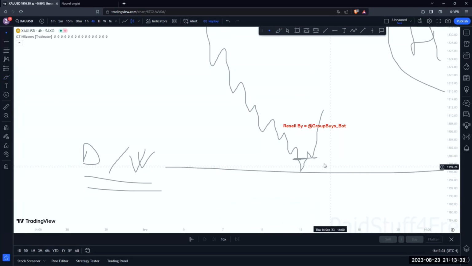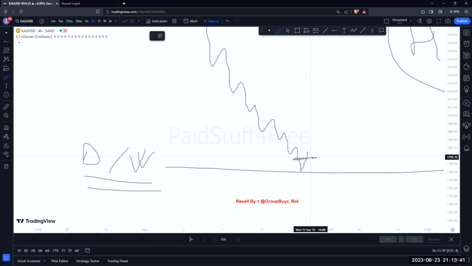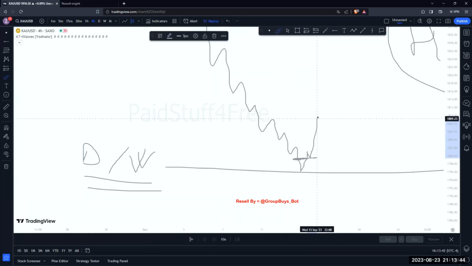Engulfing candle? No, no. Engulfing doesn't have to do anything with this, right? Okay, so break, pullback, entry.